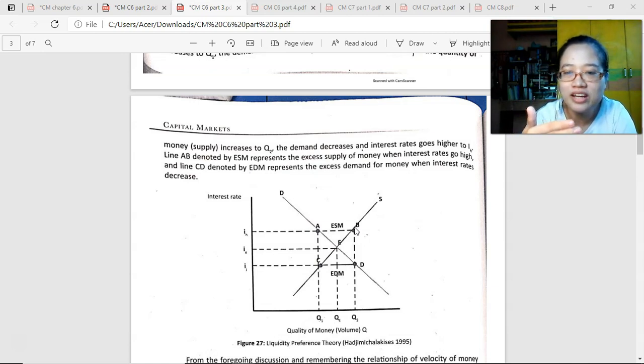Kapag tumaas ang demand, ano mangyayari? Tataas din yung interest rate. Kapag mataas ang interest rate, bababa ulit yung demand. So, gano'n lang. Ulit-ulit lang hanggang sa bumalik sila sa equilibrium point. Okay? Line CD, denoted by EDM, represents the excess demand for money when interest rates decrease.